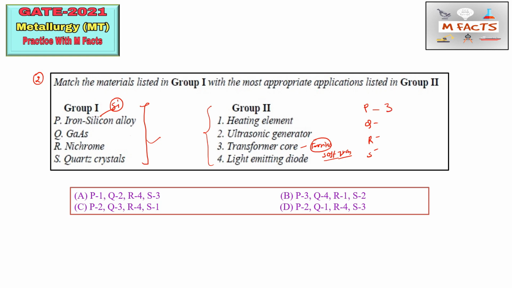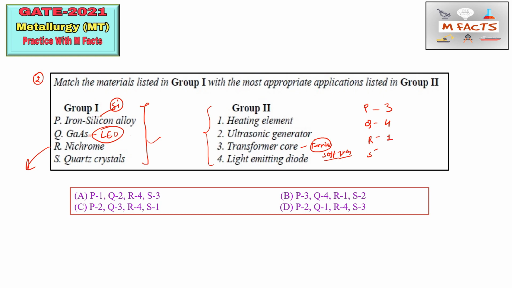Next is GaAs, that is gallium arsenide. Gallium arsenide is basically used in LEDs, that is light emitting diodes. So Q you can match with 4. And the next is nichrome. Nichrome is basically a wire that contains nickel and chromium. It is used as a heating element, wherever we need a wire as a heating element for high temperatures. So R you can match with 1.